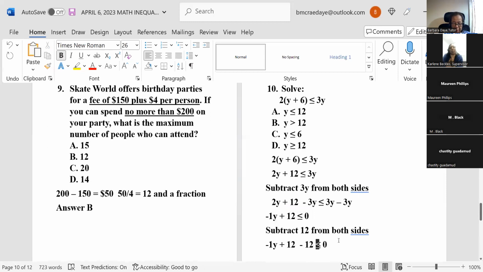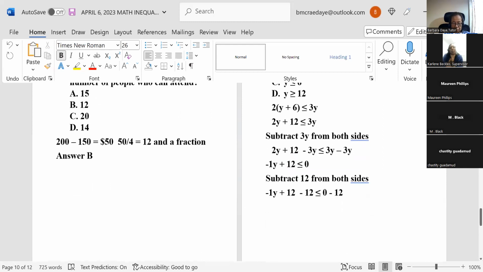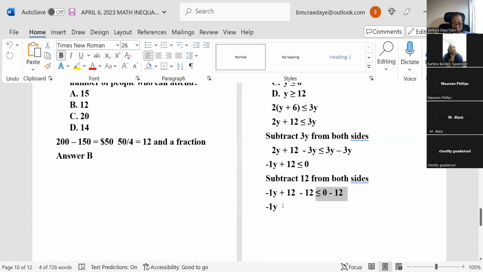And on the right side, minus 12. Okay, Mercedes, what's on the left side now? Minus 1y. Very good. What's on the right side? On the right side, you have the less than or equal sign. And what would that be? Minus 12. Just minus 12. There we go. Now, what's the next step?